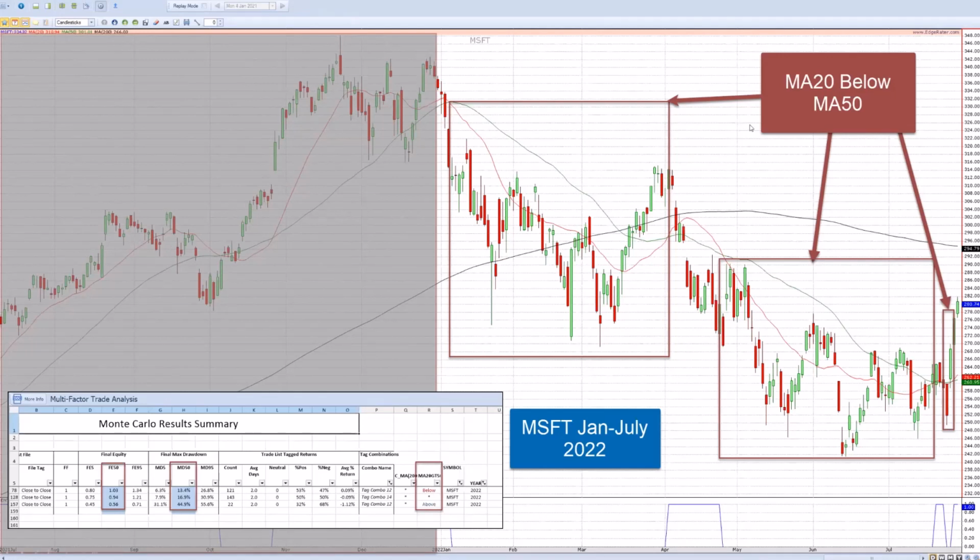But if you'd have been only trading when the 20 is above the 50, you'd have been down in every single run, and your maximum drawdown would be pretty high too.